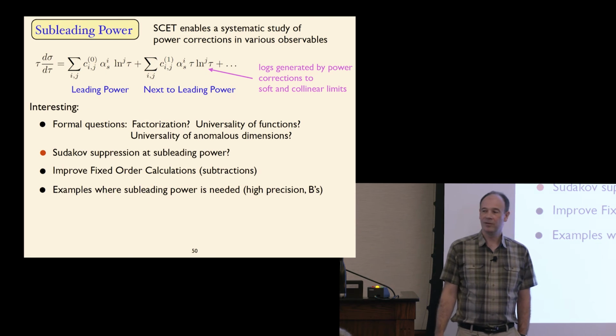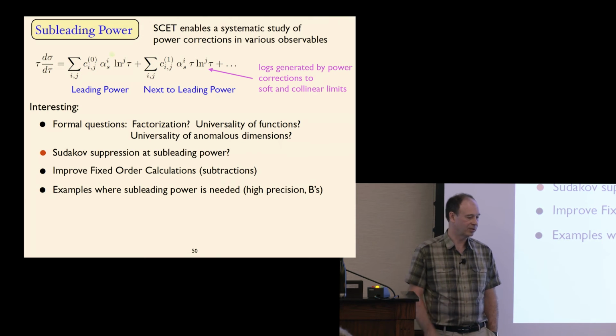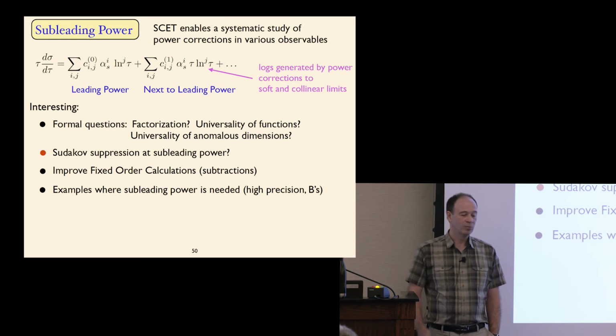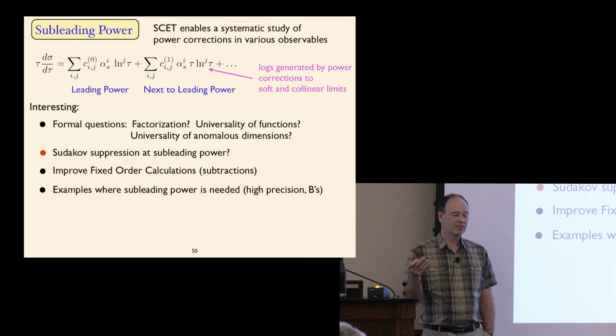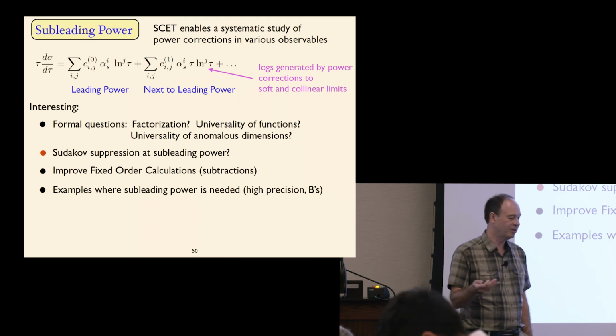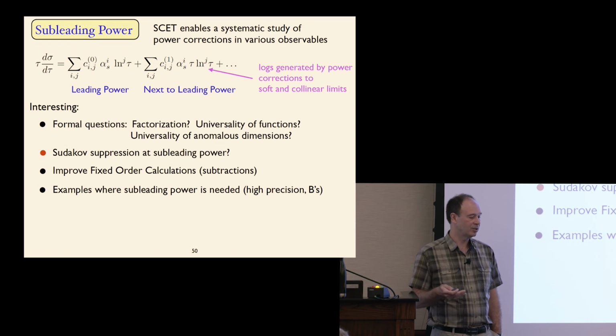And let me close with one final example, which is subleading power, which I already alluded to. So soft collinear effective theory allows you to go not just for the leading power, which are these logs here, which I've multiplied by tau, but it would be logs of tau divided by tau if I was just looking at the thrust cross-section, but also the next order. And the next order is just suppressed by a power of tau. What is the factorization for that? How universal is it? Are there concepts like the cusp anomalous dimension here? How universal are the anomalous dimensions and the functions that show up?